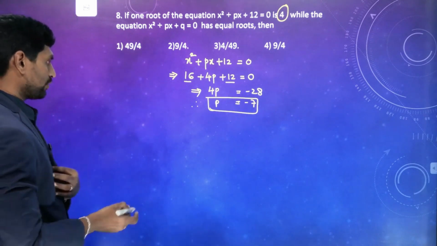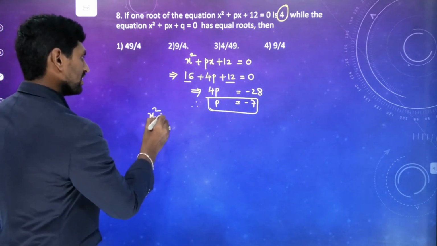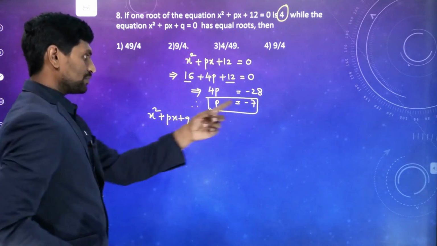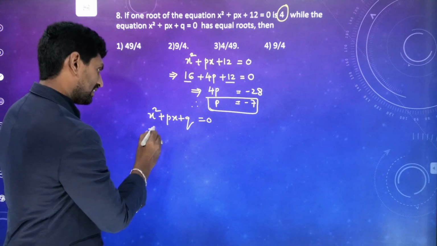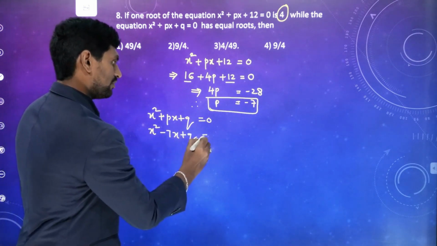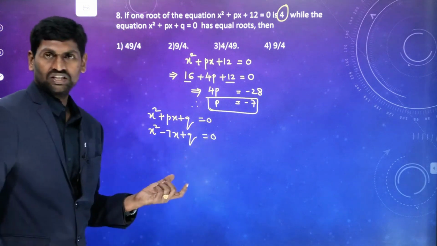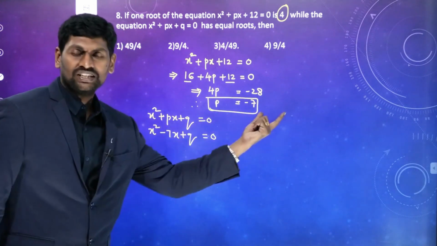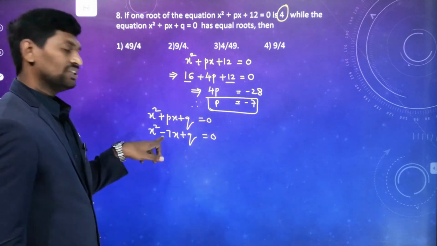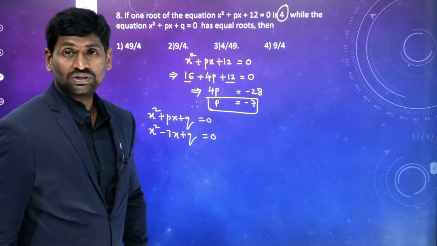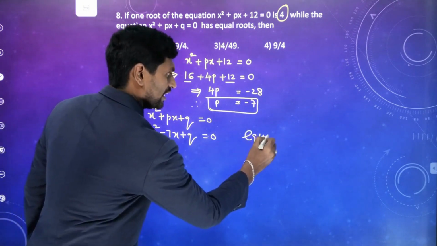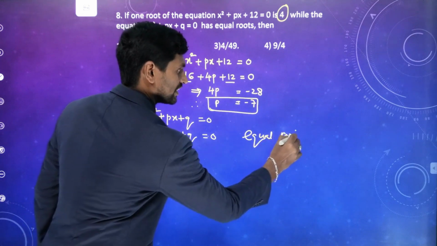Let us go to the second equation. What is the second equation? x square plus px plus q equal to 0. So substituting here, this equation will be x square minus 7x plus q equal to 0. In the place of p I am just writing the value minus 7 because I already found the value of p. Now this equation has equal roots. What is the equal roots condition?